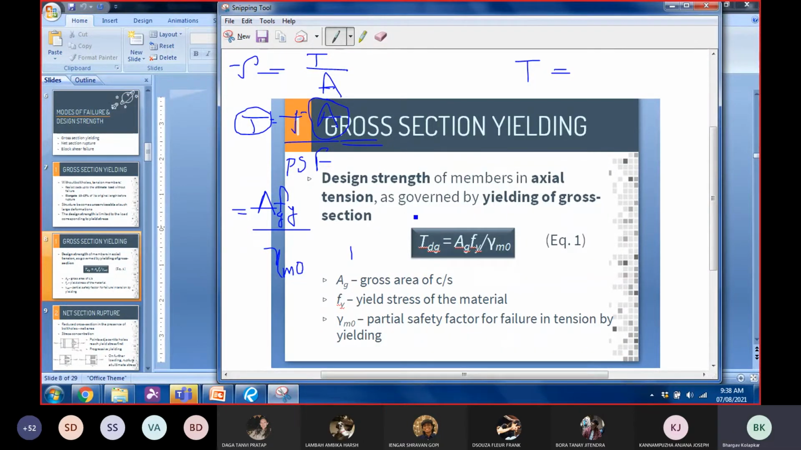So this is our formula to calculate our first tensile force, which is denoted by Tdg. Okay, now these notations might seem confusing at first, but as we move forward, we'll get used to them and understand what each of these means. Now, T stands for tensile force, D stands for design, and G stands for gross. Therefore, Tdg is the design strength corresponding to gross section yielding.